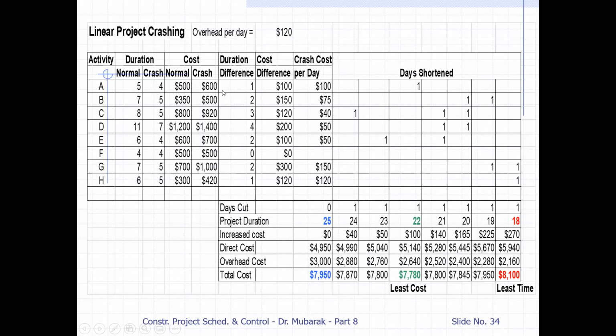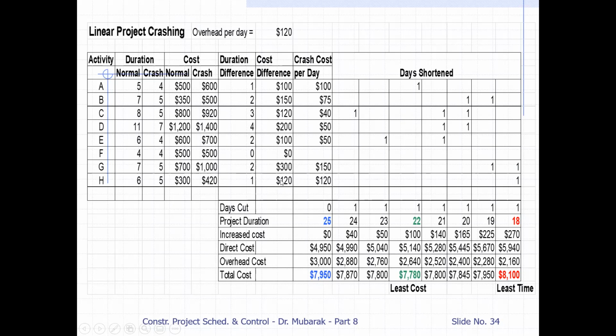Then the cost difference. These are direct costs given. Direct cost is always more for crash, and less for normal. So we take the difference of these costs. 600 minus 500 is 100. 500 minus 350, 150. 920 minus 800, 120. 1,400 minus 1,200, 200. 700 minus 600, 100. 500 minus 500, 0. 1000 minus 700, 300. 420 minus 300 is 120.